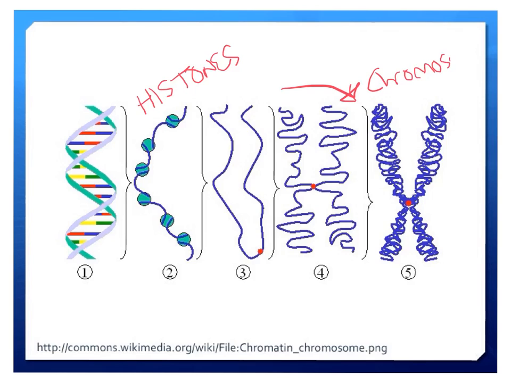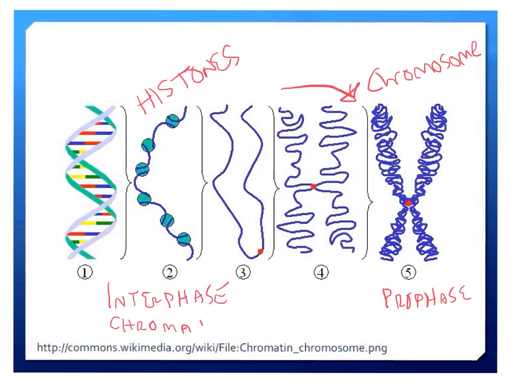And if you remember from the cell cycle, it's going to be more like this format in interphase, and it becomes this condensed chromosome during prophase, and that makes it a lot easier to organize the information and make sure each side is getting an equal copy of everything. So it's more like chromatin here and chromosomes as it gets into prophase.